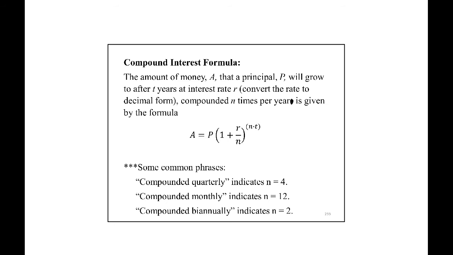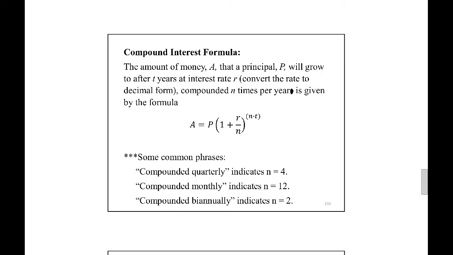And there are some common phrases we see in problems. Compounded quarterly means that it happens 4 times a year, so N equals 4. Compounded monthly indicates that it's compounded 12 times in a year, so N equals 12. And last, compounded biannually or semi-annually indicates that N equals 2, or it compounds twice a year.